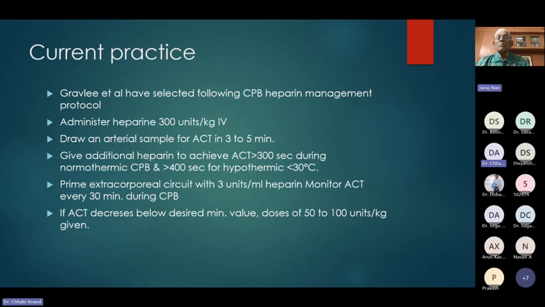Prime extracorporeal circuits with 3 units per ml heparin. Monitor ACT every 30 minutes during CPB. If ACT decreases below the desired minimum value, a dose of 50 to 100 units per kg can be given.